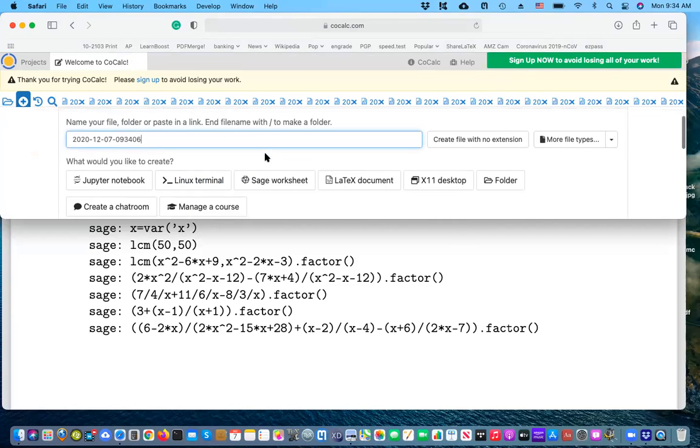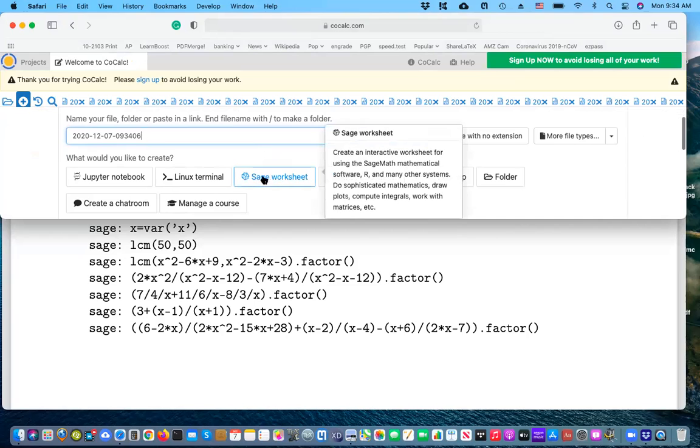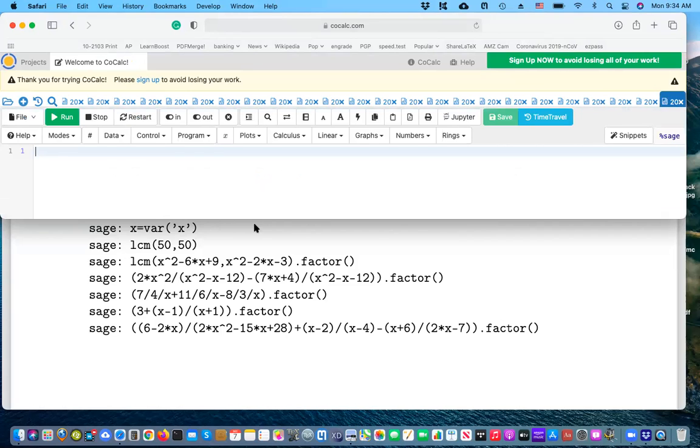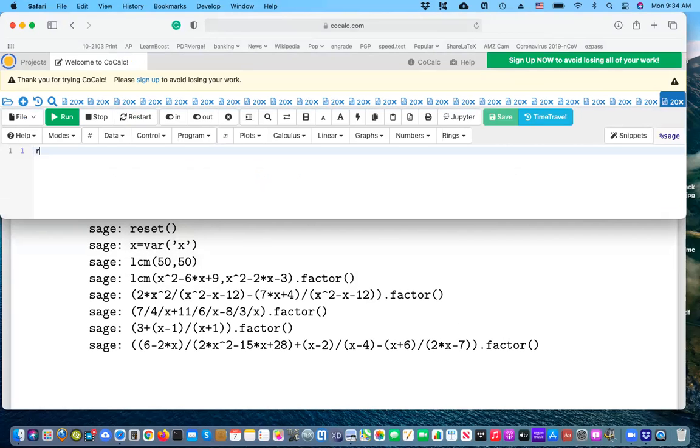You're going to title it. I don't care what the title is, though. I'm just playing around with Sage. I'm going to make a Sage worksheet. We've always done this before. And I'm going to start typing things in. So what are you going to type in? Well, their code. Reset. I'm trying to learn.